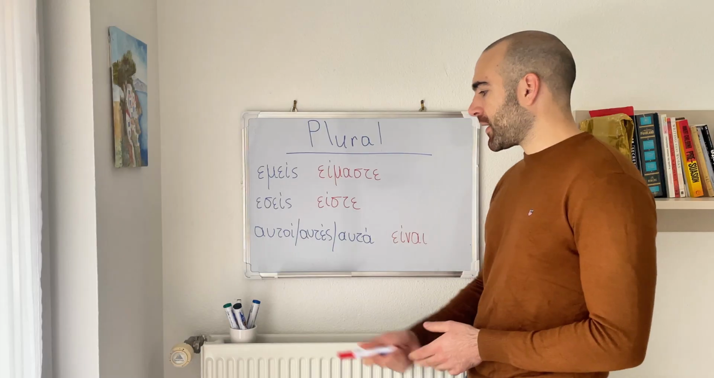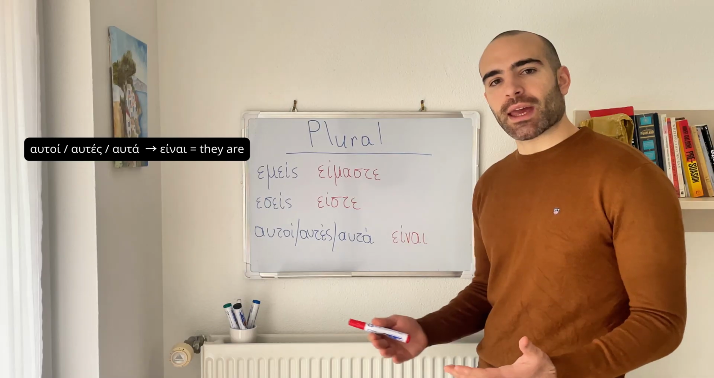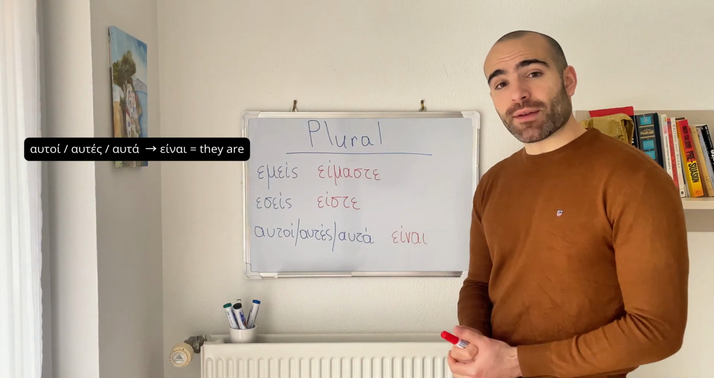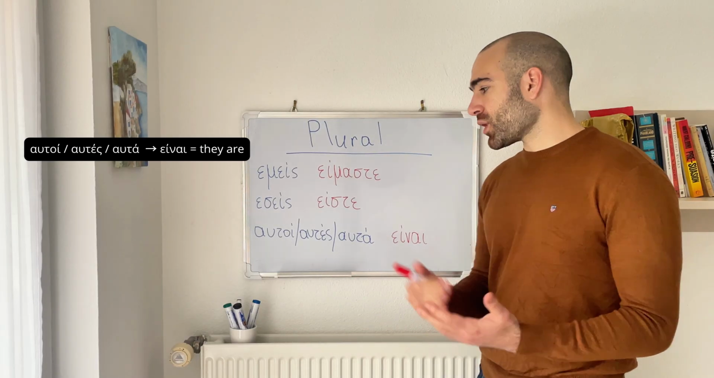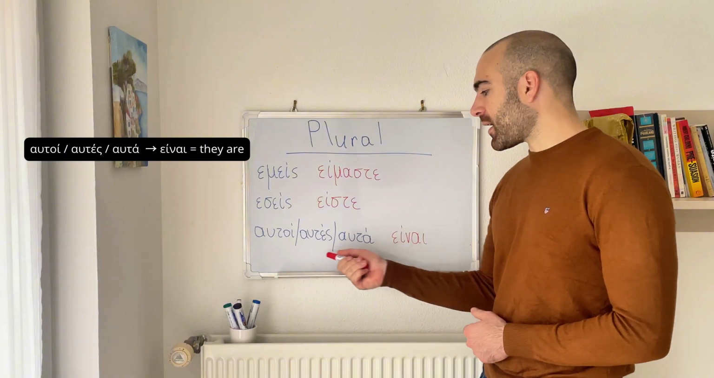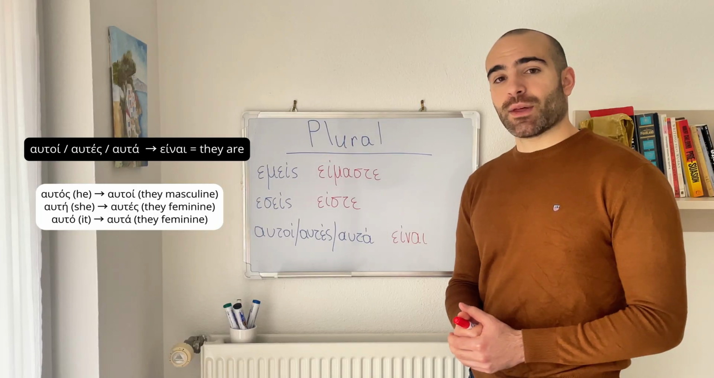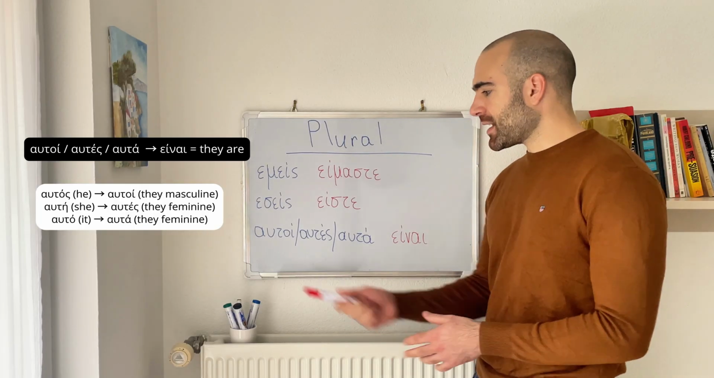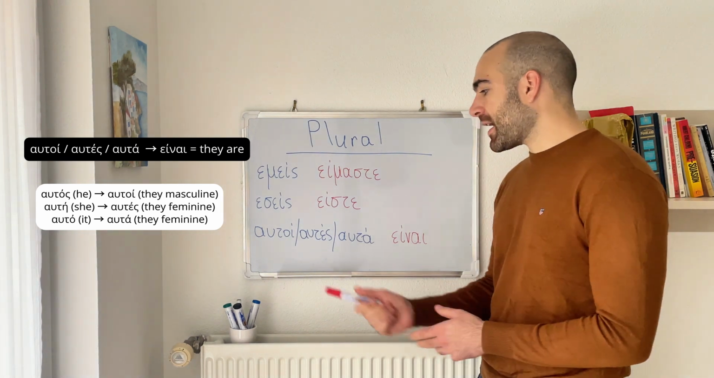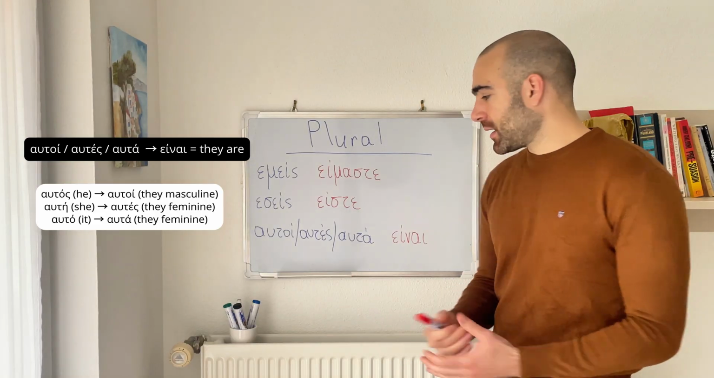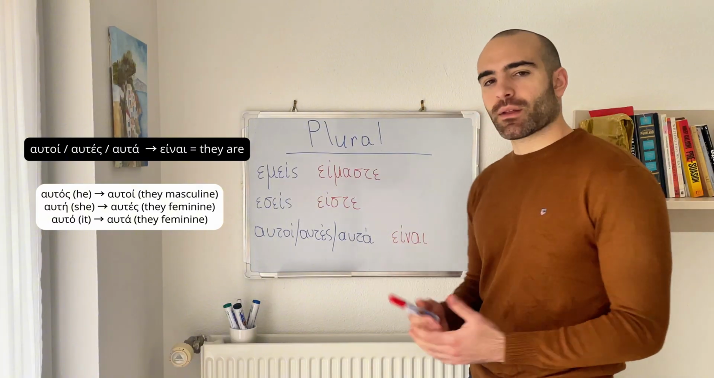And lastly, we have αυτοί, αυτές, αυτά, είναι, and that means they are. And in Greek, we have three forms of they, like we have three forms for he, she, it. So a good way to remember αυτοί, αυτές, αυτά is to remember it as the plural version of he, she, it. The plural of he, αυτός, is αυτοί, they. The plural of she, αυτή, is αυτές, they again. The plural of it, αυτό, is αυτά, they again.